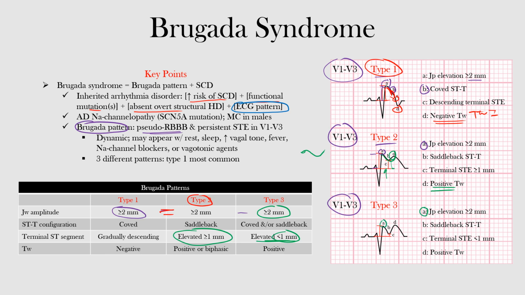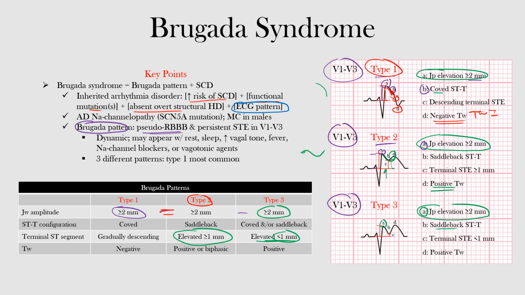So all of them have this A, okay? All of them have a J point elevation at least 2 millimeters. Then in this second part, B, we can see the saddleback configuration, but it can also have that coved configuration where it just slopes down like that, okay, like a cove. That's why it's named that.